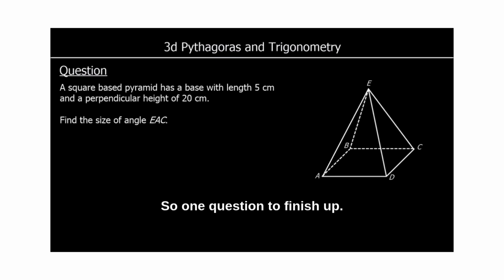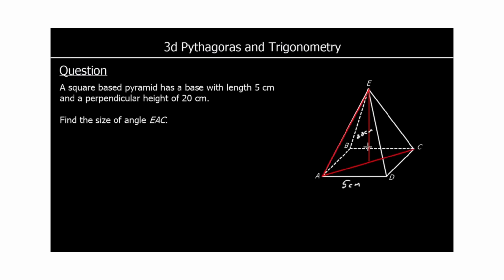So one question to finish up. We've got a square base pyramid. The base length is 5 centimeters, and a perpendicular height of 20 centimeters. So find the size of angle EAC, from E to A to C.